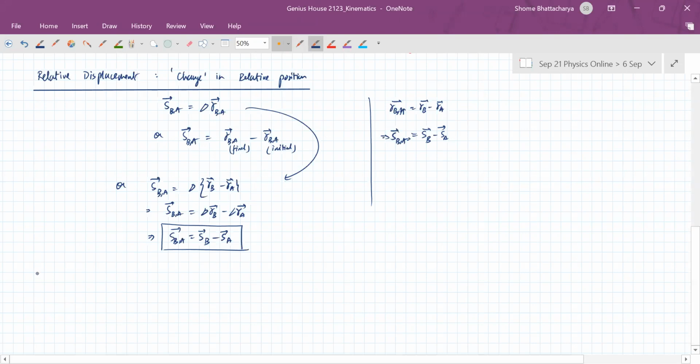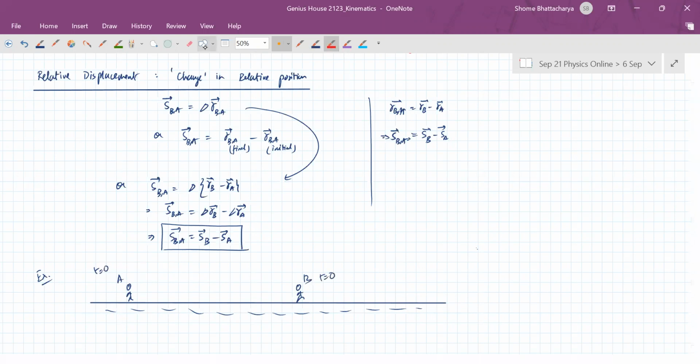Okay, so let's understand this with a couple of examples. Now, suppose we take the very simplest possible situation: on a horizontal plane along a straight line, two people are moving. So let's say A is located here and B is located here. This is the situation at t equal to 0.